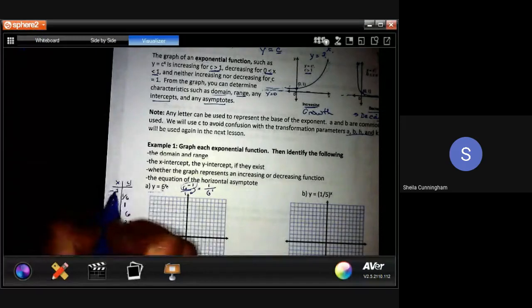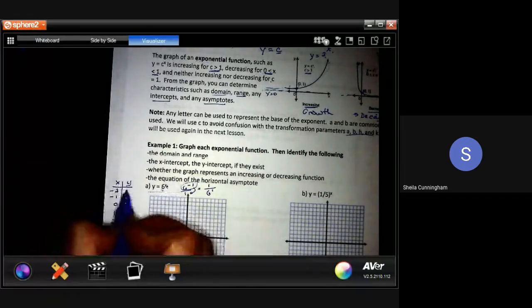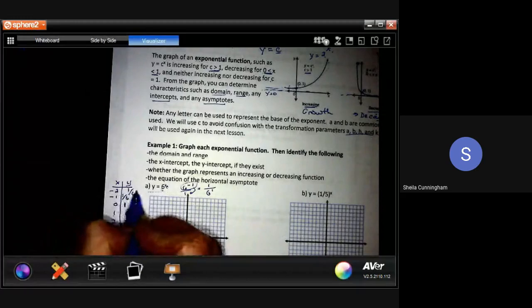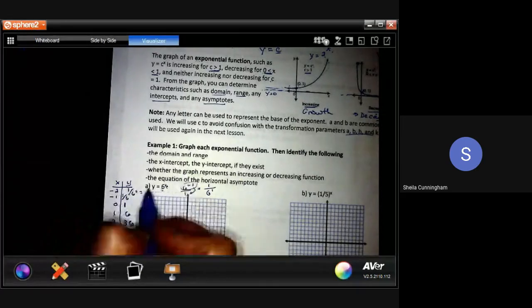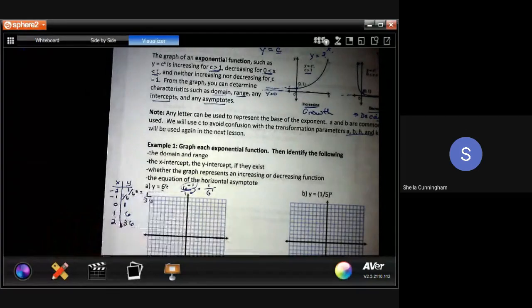So if I'm going to put a negative 2 in for x, that's the same as saying 1 over 6 squared, which in reality is the same as saying 1 over 36, because 6 squared is 36. So any of those negative exponents, you're going to end up putting them in fraction form to make them a positive exponent.